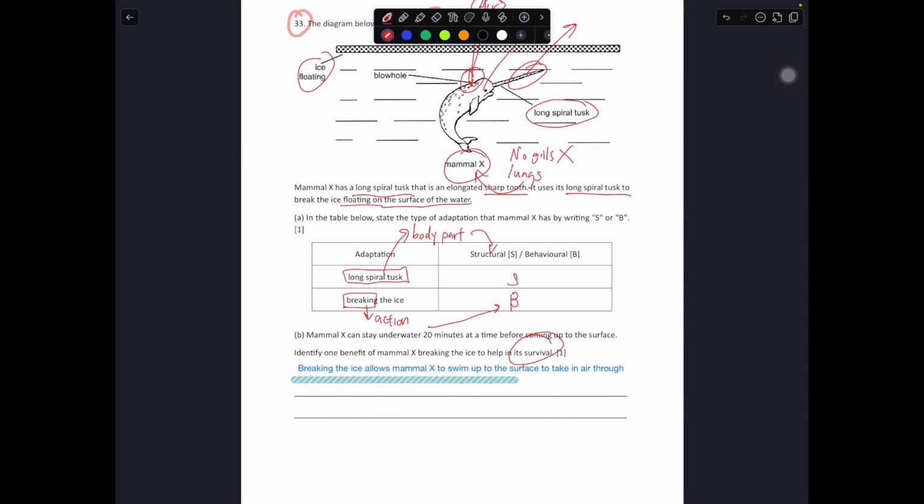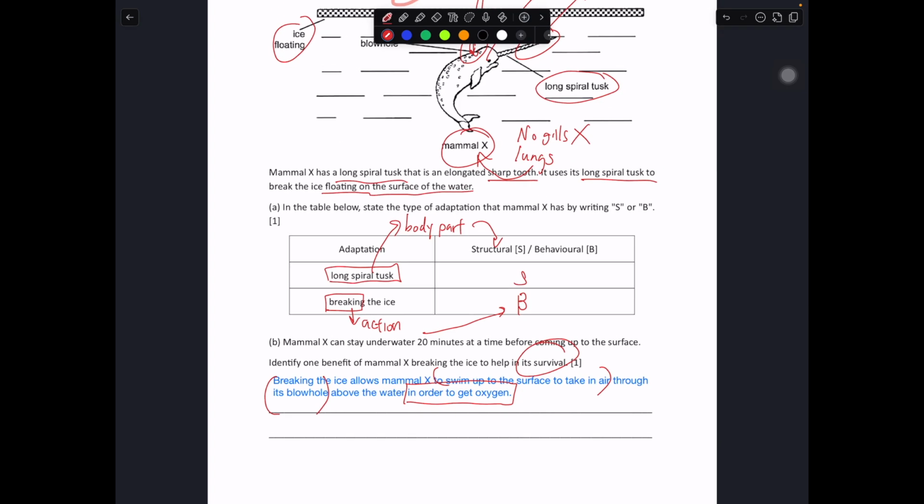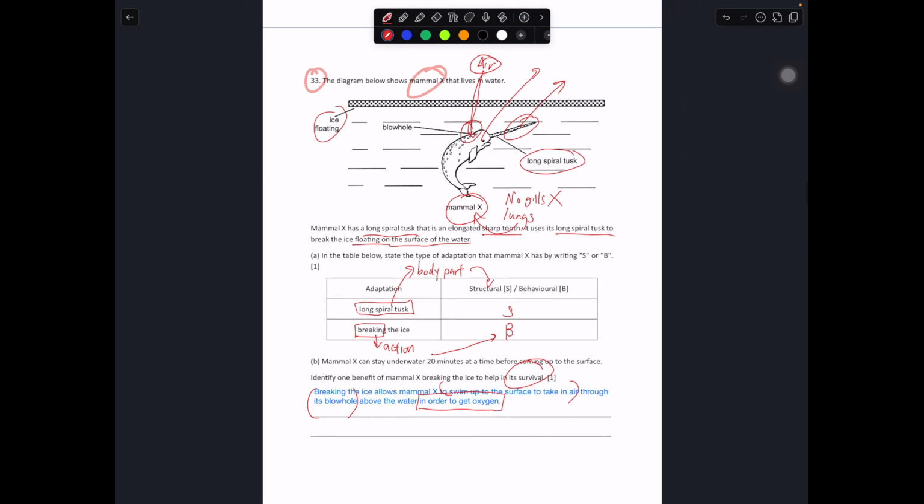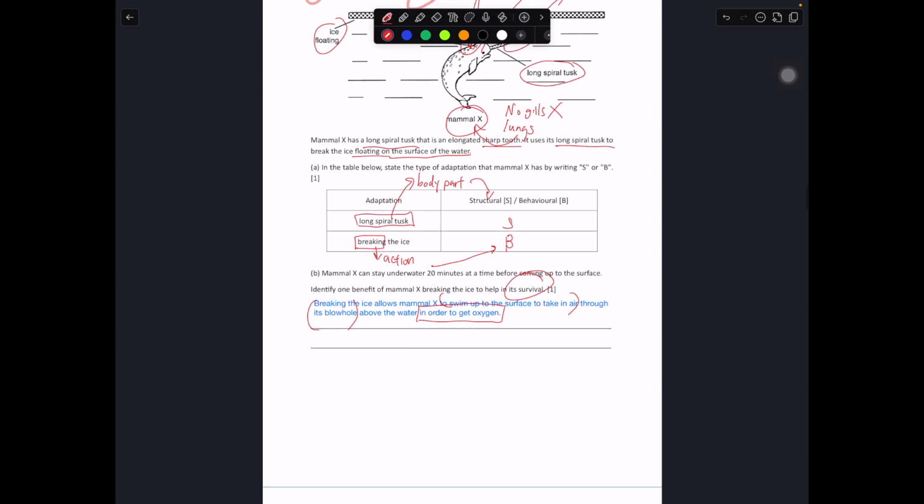So breaking the ice allowed mammal X to swim up to the surface, to take in air through its blowhole above the water in order to get oxygen. This will be the main portion on this part. Okay, so with that, let's move on.